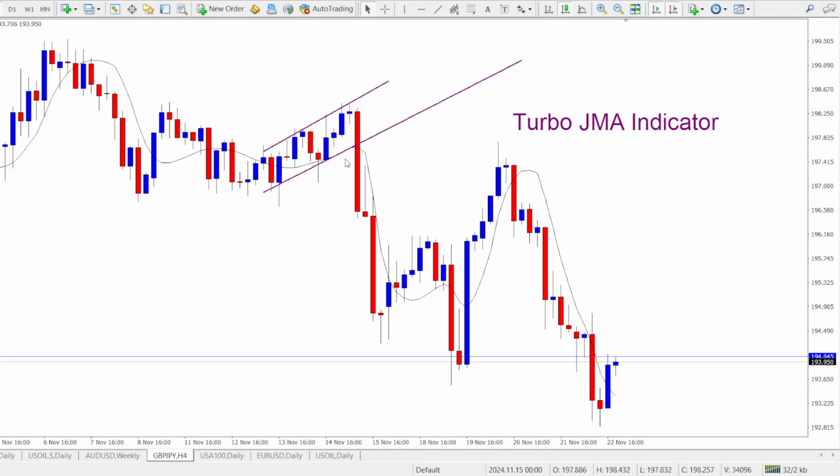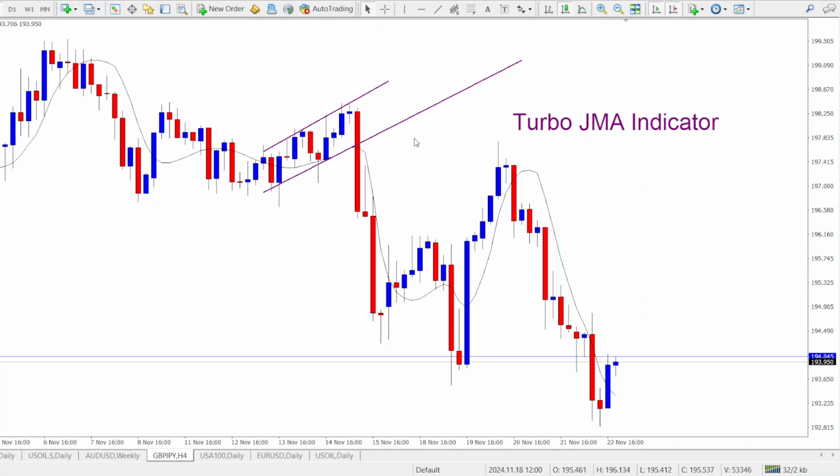The indicator is serving as a dynamic support and resistance zone, right? So unlike some indicators that lag more, this Turbo JMA indicator gives you the sell signal represented by the breakout from this Turbo JMA indicator. Can you see how it aligned with this trend line? Once the breakout happened, the indicator was giving you a sell signal almost immediately.